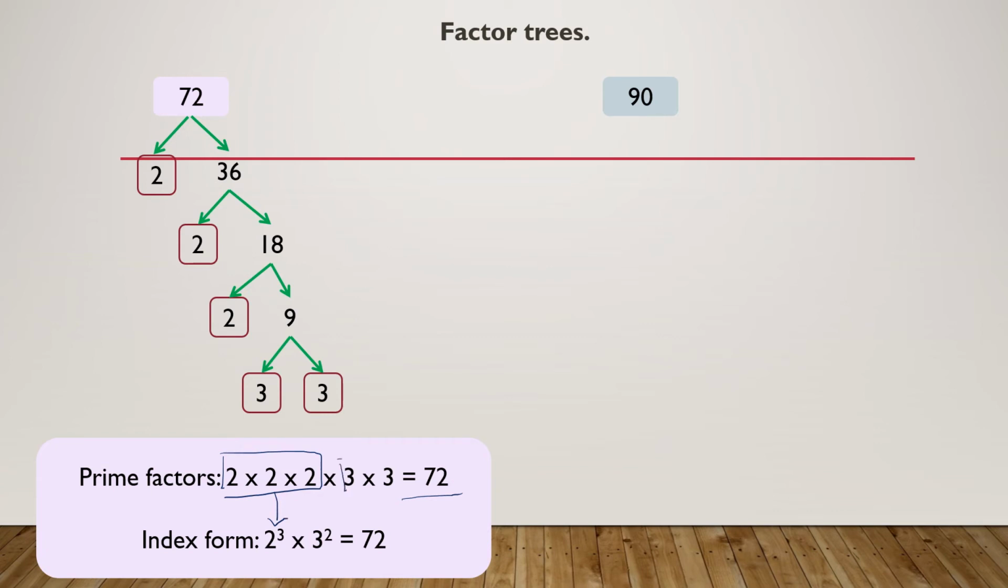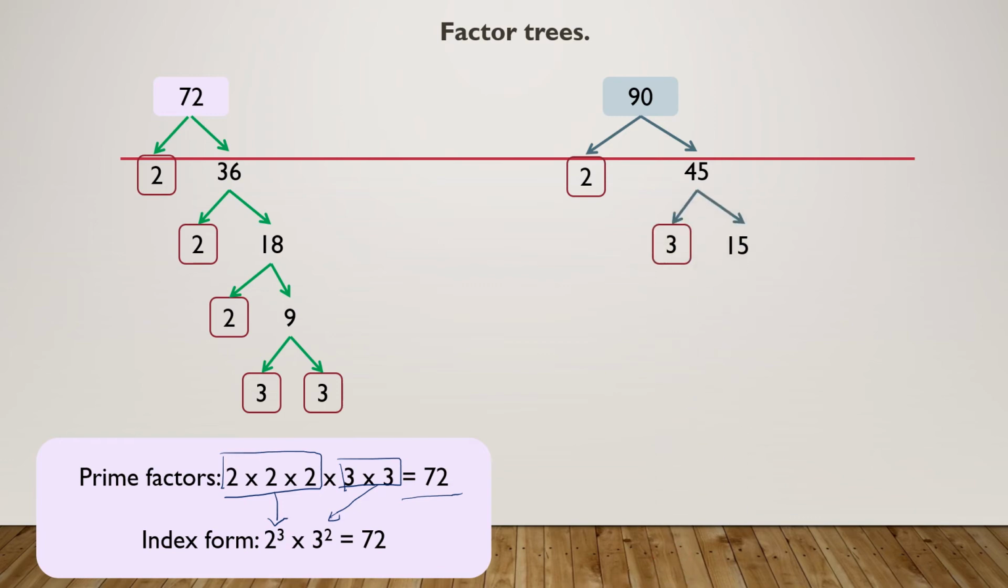And 3 times 3 is the same as saying 3 to the power of 2. So it can also be expressed in index form. Let's have a look at another example. Let's look at 90. So 90, again, it does divide by 2, leaving me with 45 as the result. 45 does not divide by 2 and give a whole number as an answer.